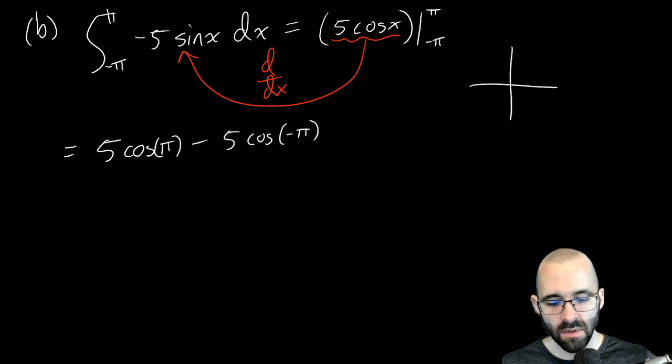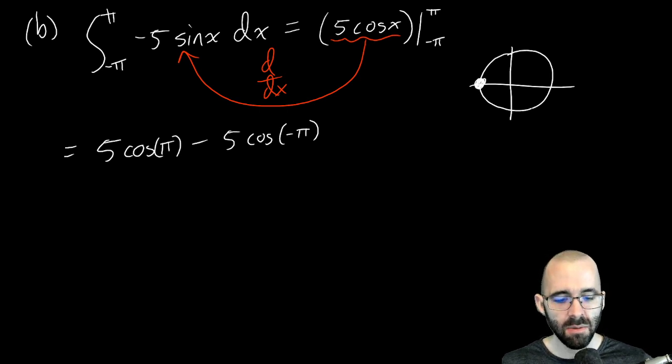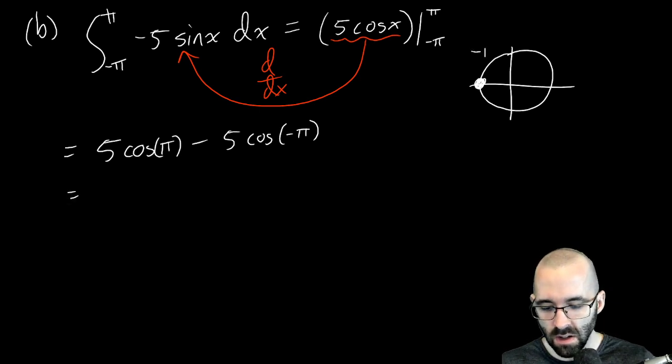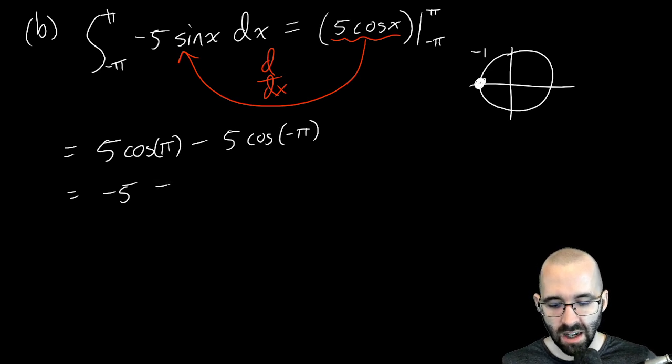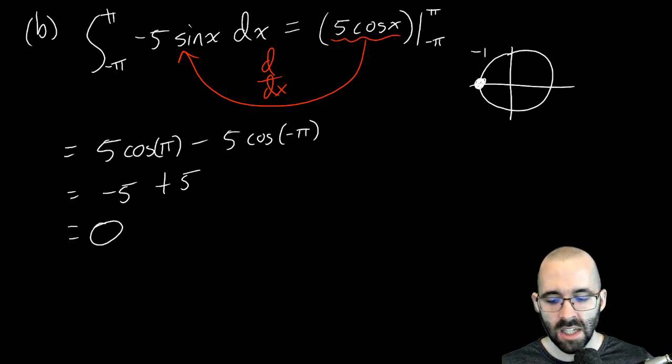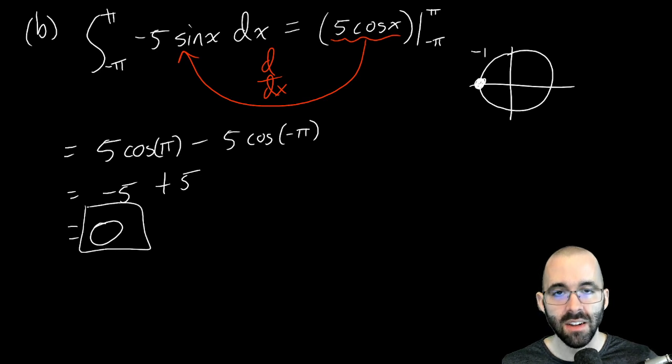Remember, cosine is just the x-coordinate on the unit circle. But pi and negative pi, first off, are the same x-coordinate on the unit circle. And the x-coordinate here is negative 1. This becomes negative 5 minus a negative 5, which is plus a 5. It's 0, just as we expected, just like the rule told us.